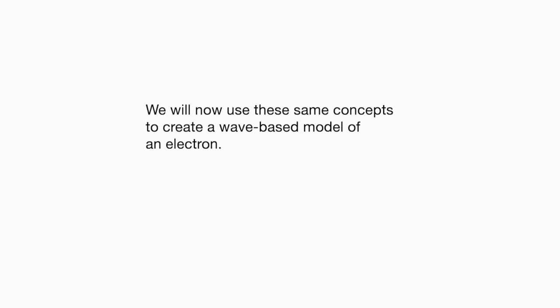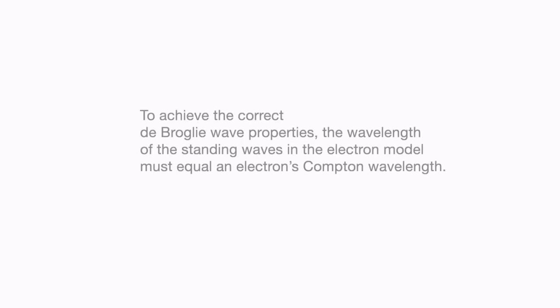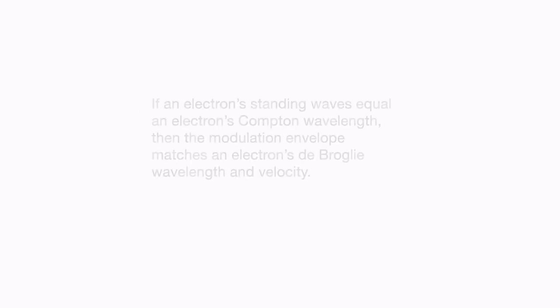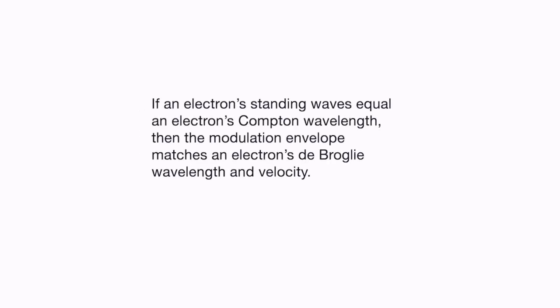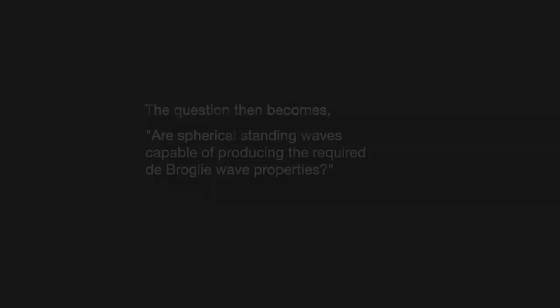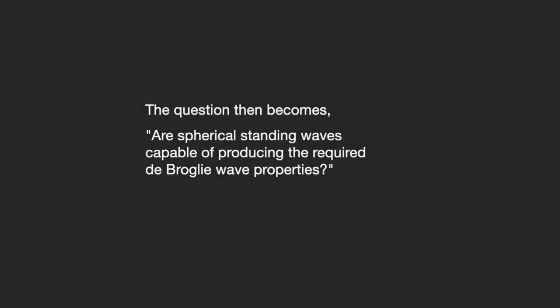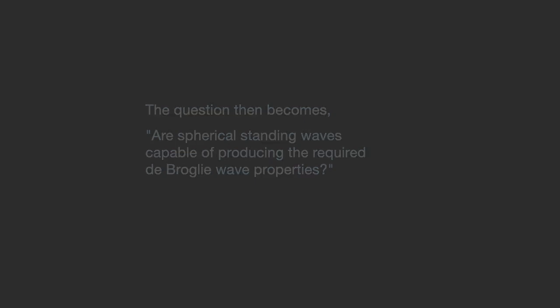We will now use these same concepts to create a wave-based model of an electron. To achieve the correct de Broglie wave properties, the wavelength of the standing waves in the electron model must equal an electron's Compton wavelength. If an electron's standing waves equal an electron's Compton wavelength, then the modulation envelope matches an electron's de Broglie wavelength and velocity. The question then becomes, are spherical standing waves capable of producing the required de Broglie wave properties?